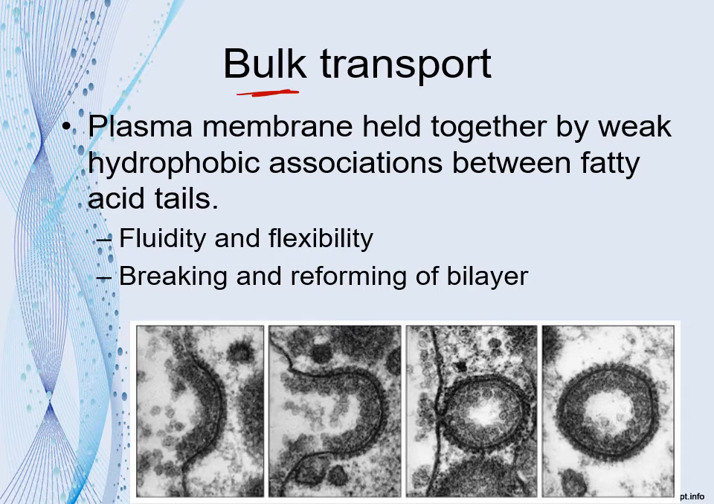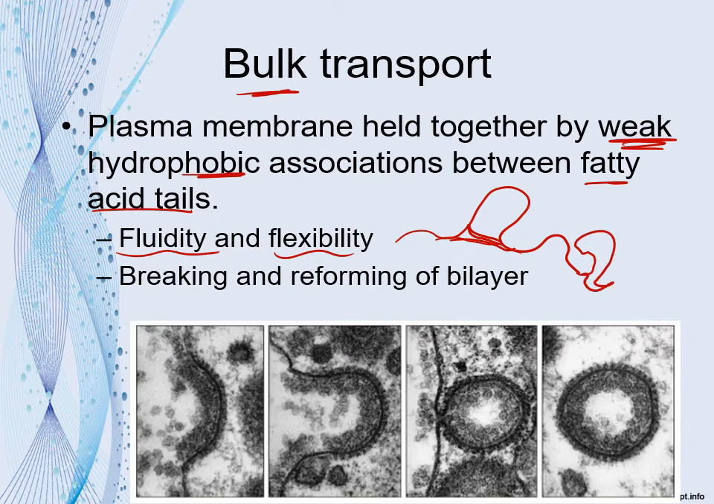This can happen because our plasma membrane is held together by very weak hydrophobic associations between the fatty acid tails. So these weak hydrophobic associations allow the membrane to be fluid and flexible. It can bulge, it can move, it can also pinch itself off, and then it can merge with other things. So it is fluid and flexible. It can break and reform, all because of these weak hydrophobic associations amongst the fatty acid tails.